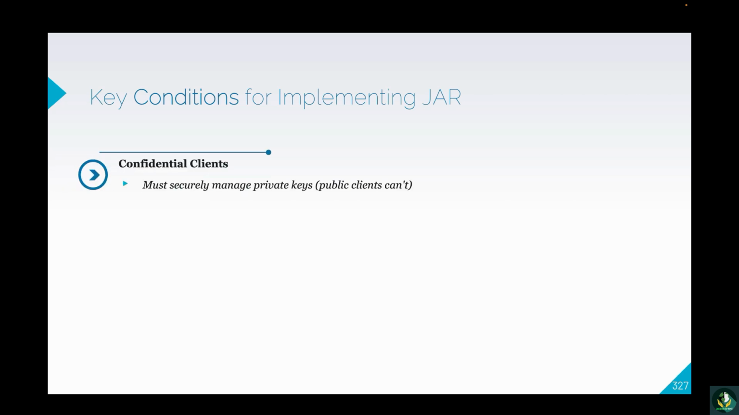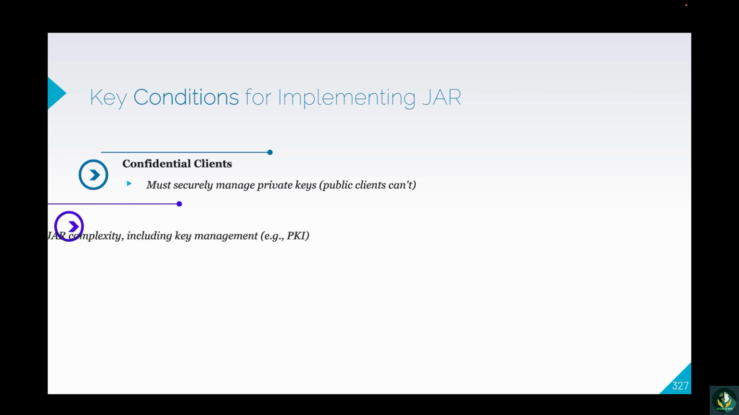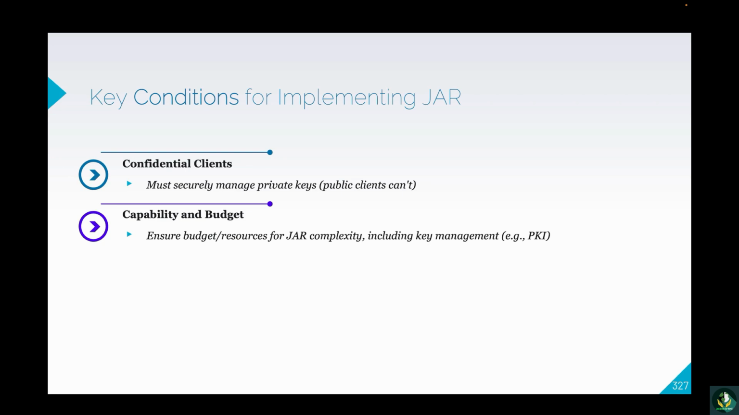Now that we have worked through the decision tree, let's move on to the key conditions that must be met in order to use JAR. First off, the client has to be a confidential client. This is crucial because the client needs to be able to securely manage and store a private key to sign the JWT. Next, budget and resources are important.